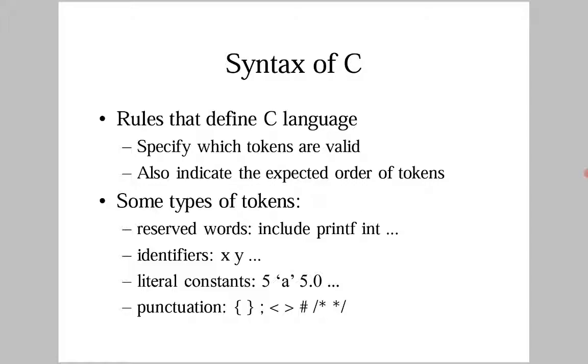So, the syntax of C. What are the syntax rules, and how are C programs written? The rules that define the C language specify which tokens are valid, and also indicate the expected order of tokens. Some types of tokens are reserved words, identifiers, literals and punctuation symbols.